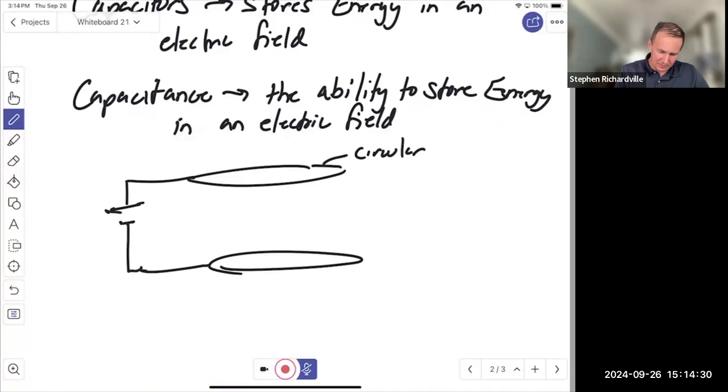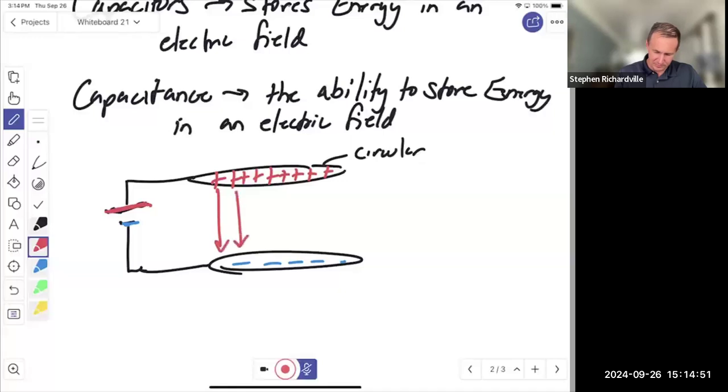what's going to happen here? Now, obviously, there might be some more things in this circuit, but when I connect this, this side is going to become very positive, and this side is going to become very negative, because that's the negative end, that's the positive end of the battery. And when I do that between these two plates, I'm going to start to get this electric field. And the electric field has energy. It has the ability to drive electrons if I need to.